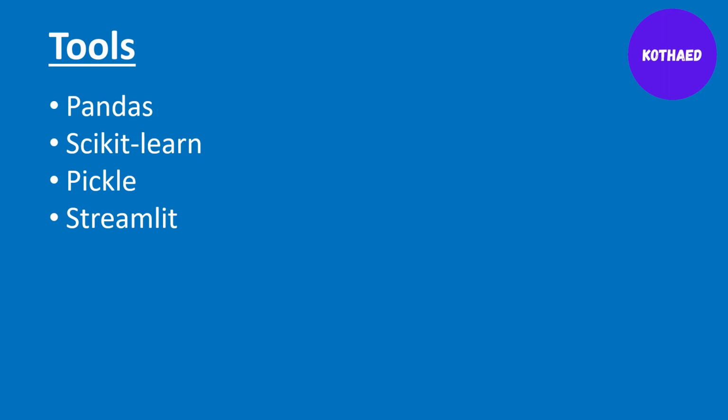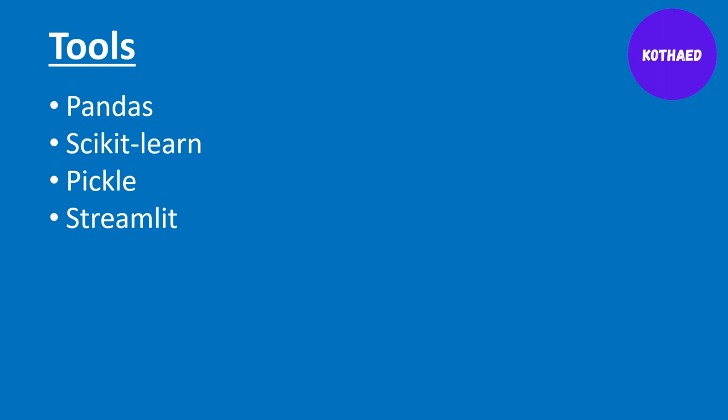And the third one is pickle. Pickle will be used once our model is created: we export our model and then import it into the application wherever we want to use it. So to deploy our machine learning model, we'll be using the pickle Python library, which is also free to use.